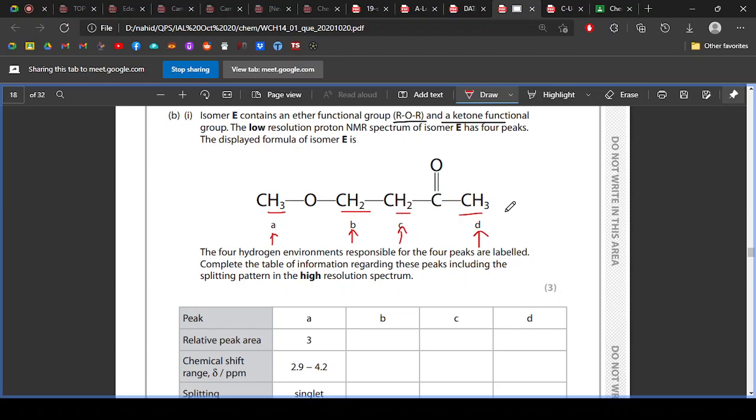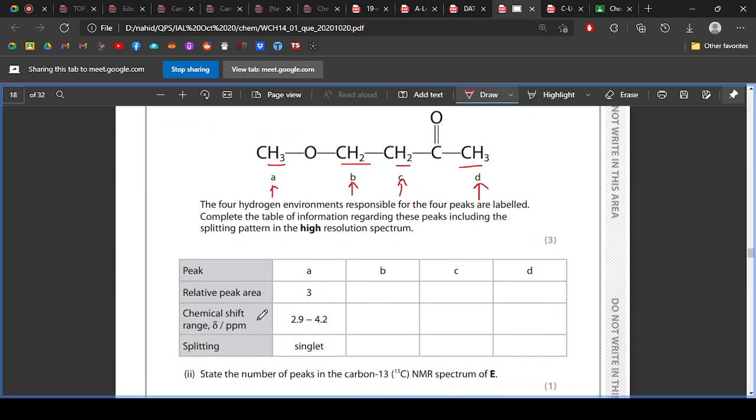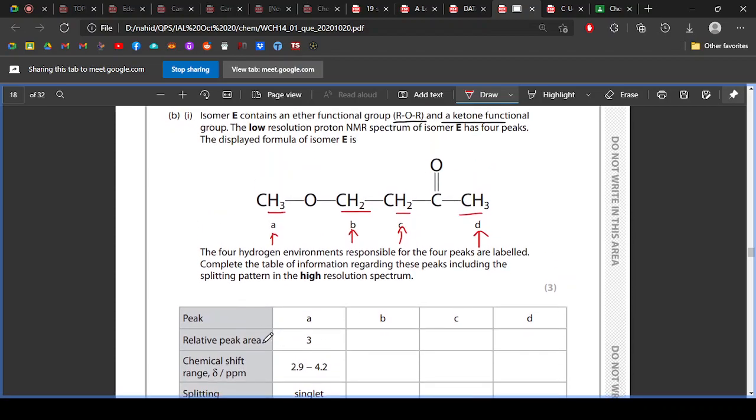So you don't have to worry about NMR too much. They will give you enough clues in the question. Now you have to complete this table. So relative areas. Can you please help me finish this table? I think you know how to make the relative areas. They even filled in one for you. For A they gave 3. Why 3? Because relative area depends on how many hydrogens there are in that environment, right?